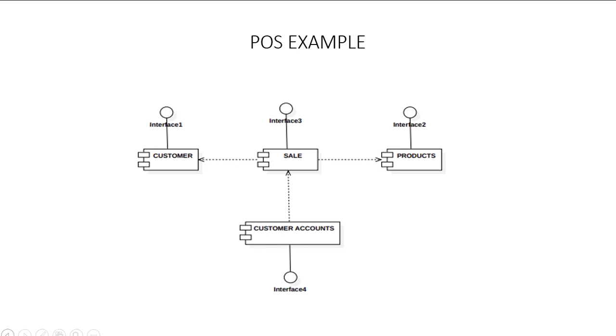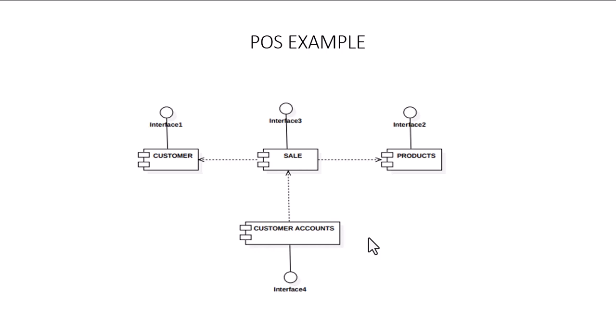This is the component diagram of the point of sale. These are the UML notations used. This is customer, this is sale, this is product, and this is customer accounts. So remember that no further concrete details are included. This means that in a component diagram, we don't need to show the messages. We don't need to show what type of interaction or communication occurs. Simply, we just mention the components and the dependencies between them.